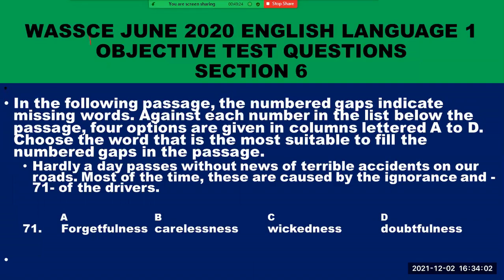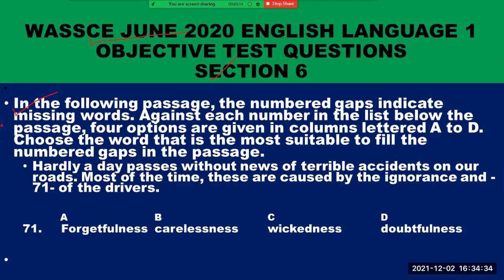Now, take note of the fact that this is WASSCE June 2020, section 6, objective test questions. Let's look at the instruction critically. In the following passage, the numbered gaps indicate missing words. Against each number in the list below the passage, 4 options are given in columns lettered A to D. Choose the word that is the most suitable to fill the numbered gaps in the passage.